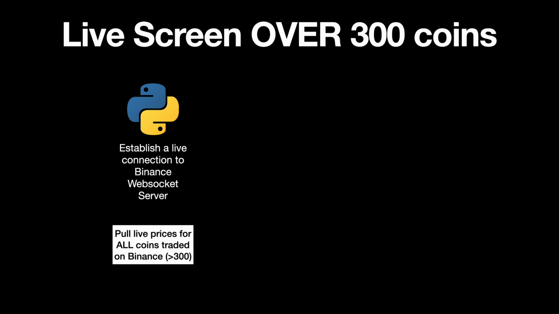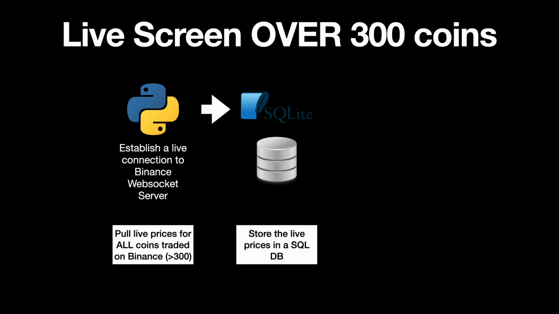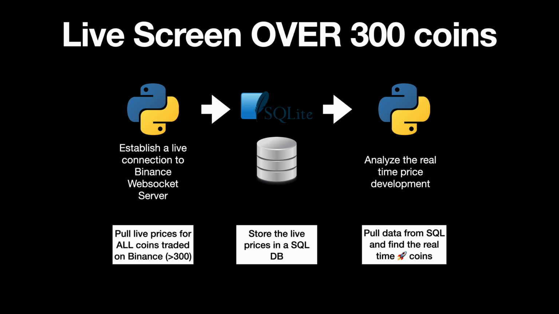We are going to basically screen the whole crypto market live. We are doing so by using a Python script which is connecting to the Binance Websocket server, which is pushing live prices for all coins which are traded on Binance. These are more than 300 individual coins, no pairs, individual coins. We are storing these live prices in an SQL database and finally use Python again to analyze the live data. Specifically, we are checking the top performers over the last minutes, seconds, and so on.